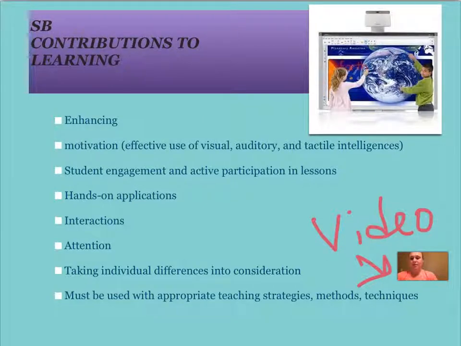Smart boards' contributions to learning. Smart boards make learning very interesting. They motivate students by the use of visual, auditory, and tactile learning. They enhance students' learning and make it more interactive. Students are engaged and they actively participate in the lessons.